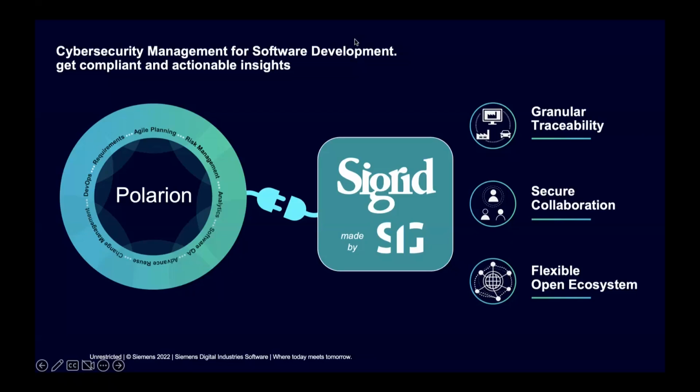It can also allow you to collaborate. So on one hand, you have people who are working with compliance. On the other part, you have the system managers, the developers who actually are working on this. And by using the combination of these systems, it will enhance the collaboration in your company. It's an open ecosystem, and we are currently also expanding, let's say, the capabilities that Sigrid offers to Polarion.